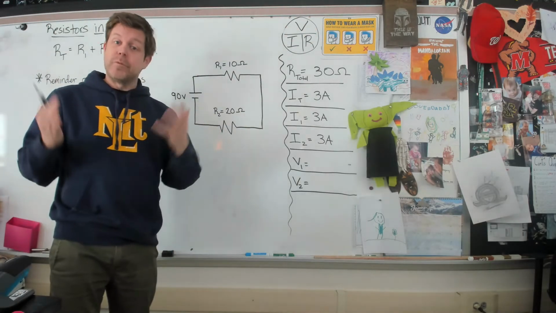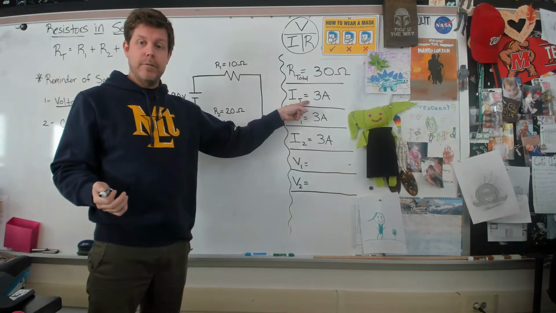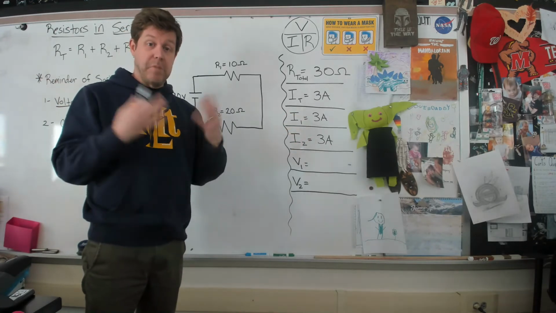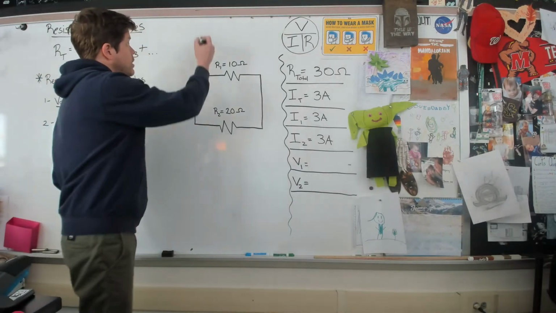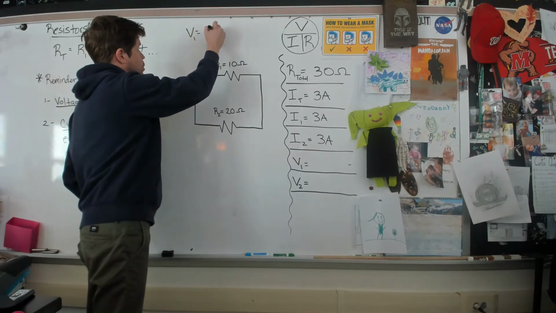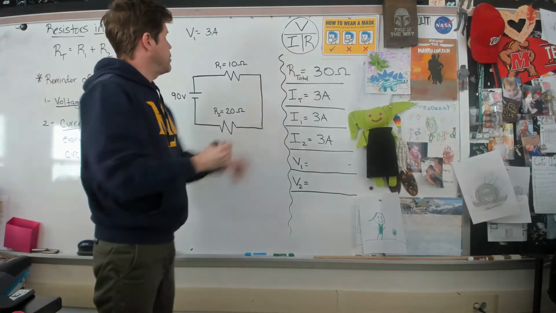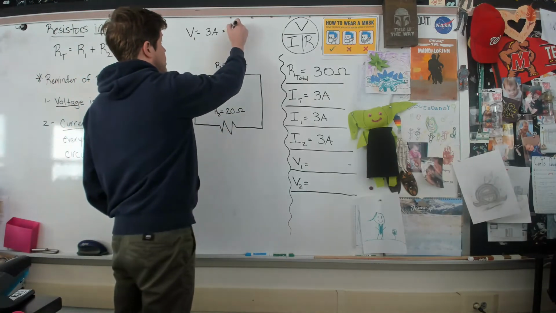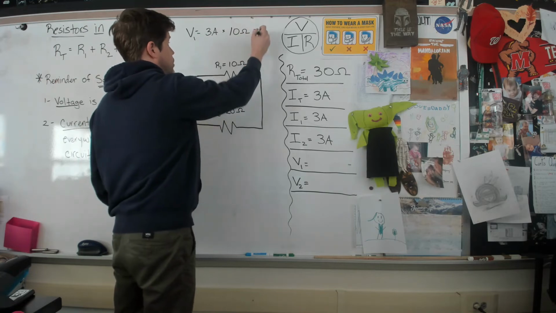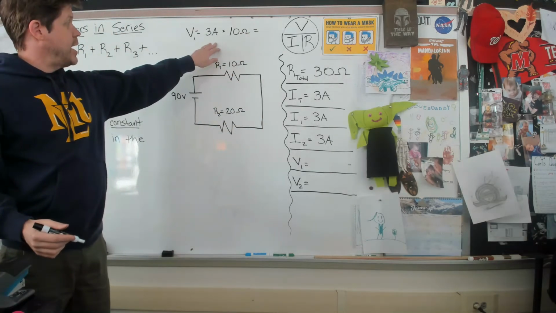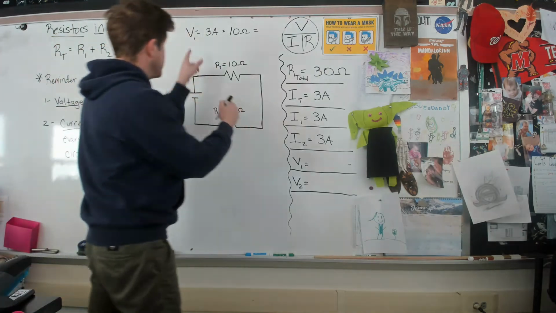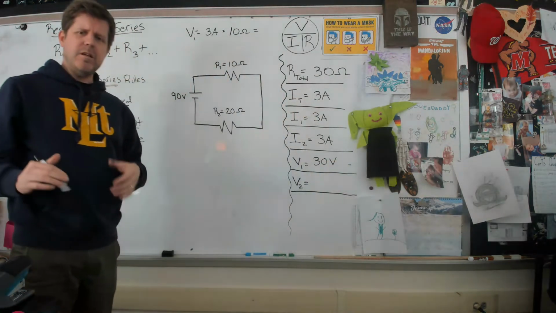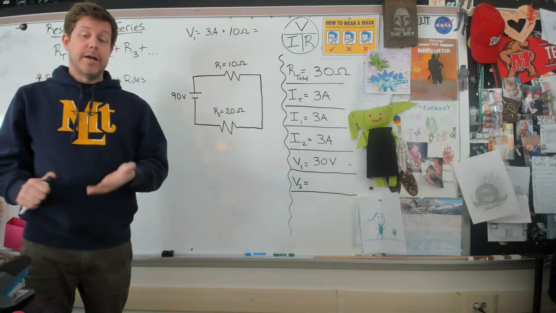So do we know our current? We absolutely know our current. We calculated it over here, and based on what we understood about series rules, we knew that it would be the same here and there and everywhere else in that circuit. So my current is 3 amps. I put my 3 amps, and I multiply that by my resistance right here. My resistance at 1 is 10 ohms. When I do the multiplication, I get 30 volts, right? Because we are measuring for voltage. So my voltage at resistor 1 is 30 volts.